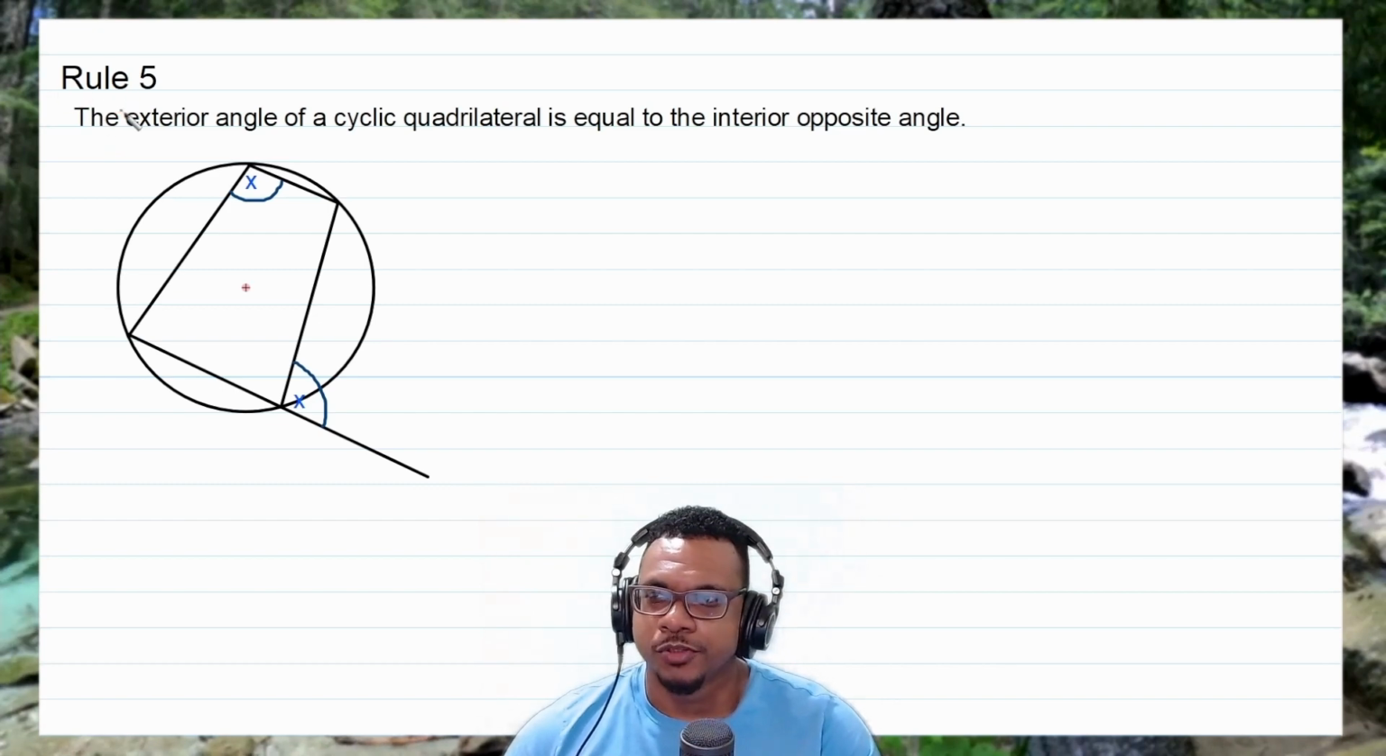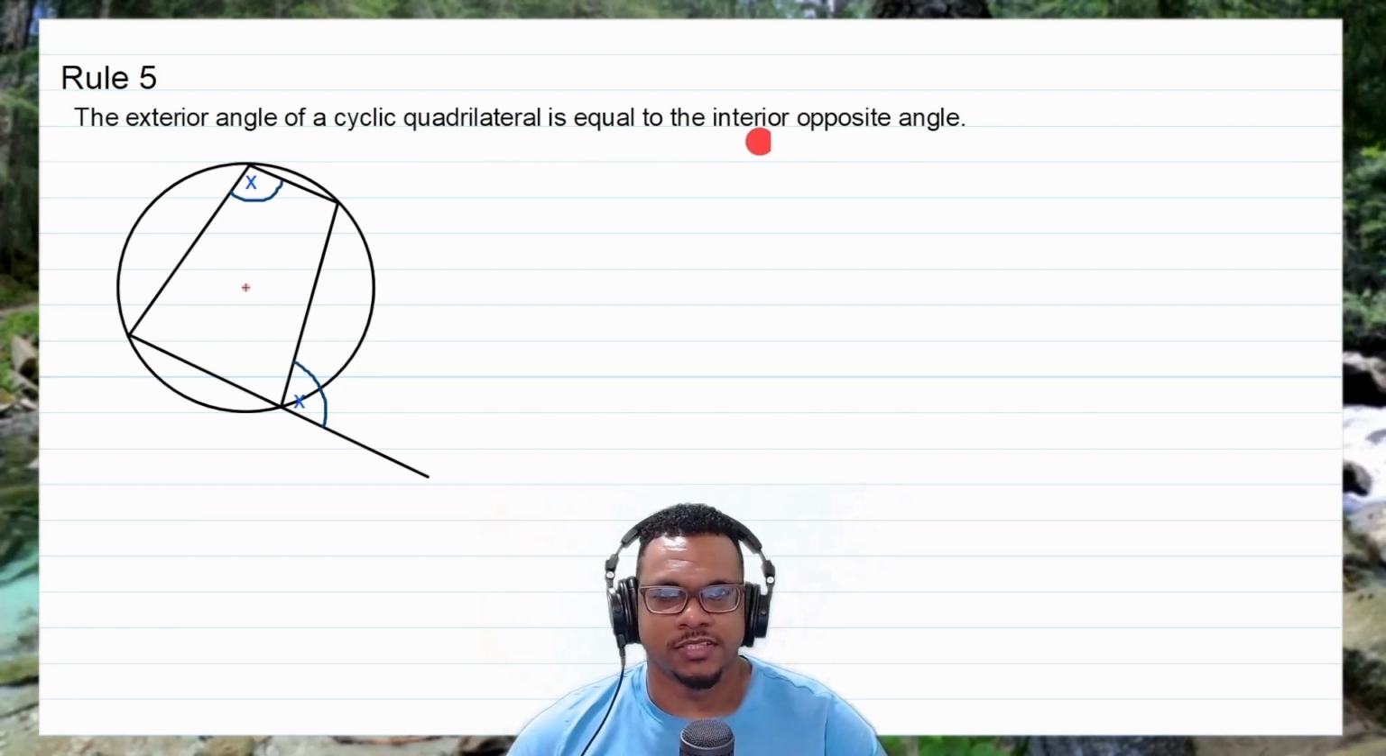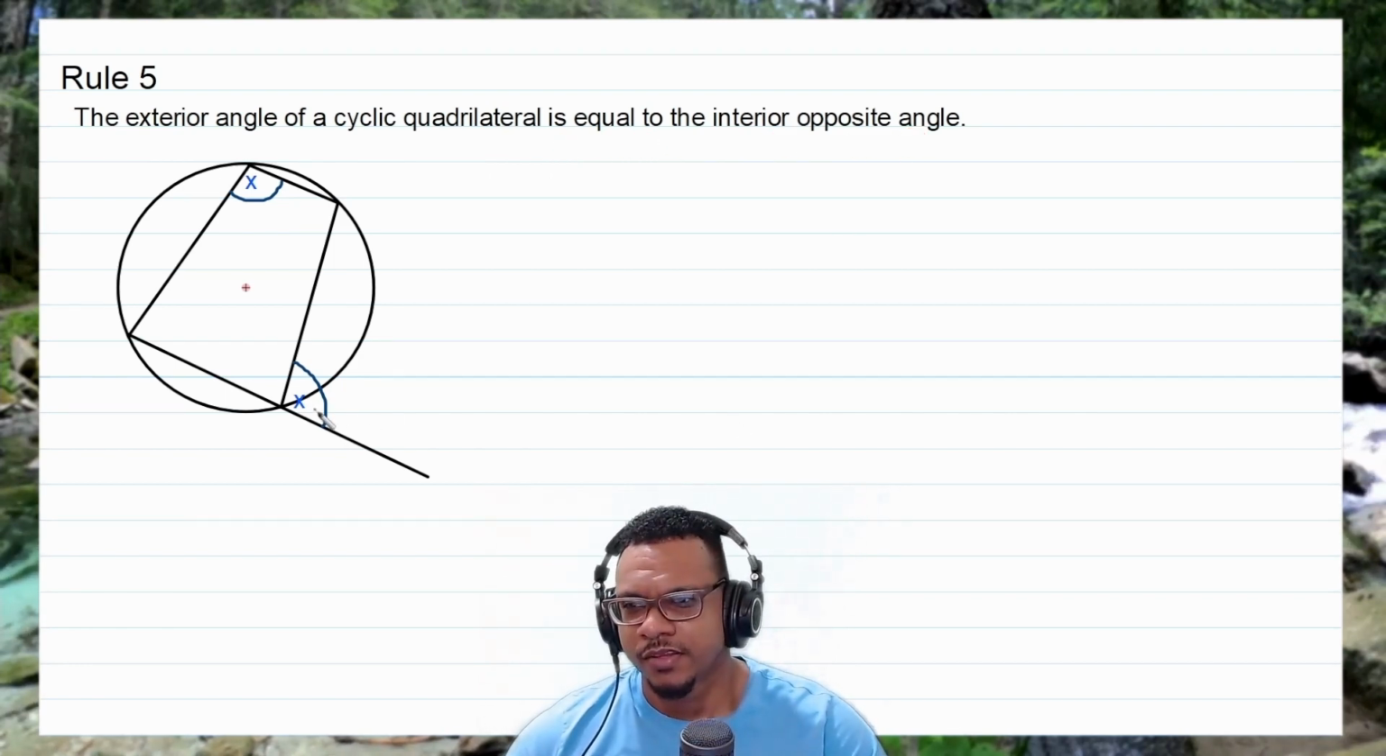So this is my fifth rule, where I have the exterior angle of a cyclic quadrilateral is equal to the interior opposite angle. So this X out here would be my exterior angle. We have a four-sided shape within the circle. All four vertices touch the circumference of the circle. Therefore, this is a cyclic quadrilateral. So the exterior angle is equal to the interior opposite angle, because the angle here and this angle here will be opposite to each other. So the exterior angle is equal to the interior opposite angle.